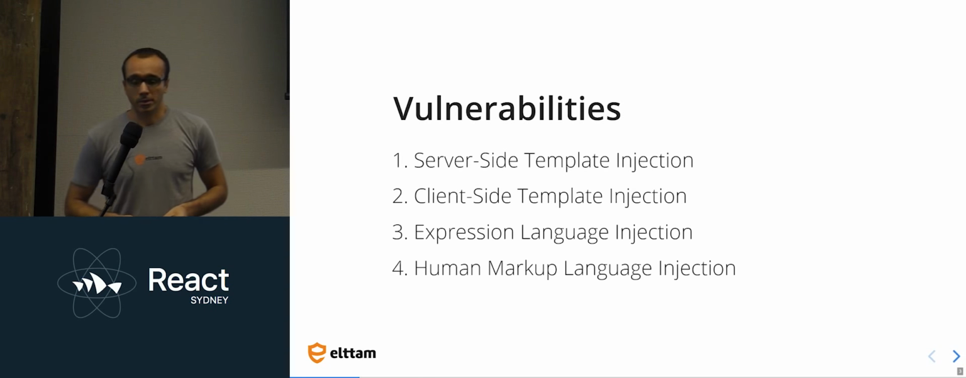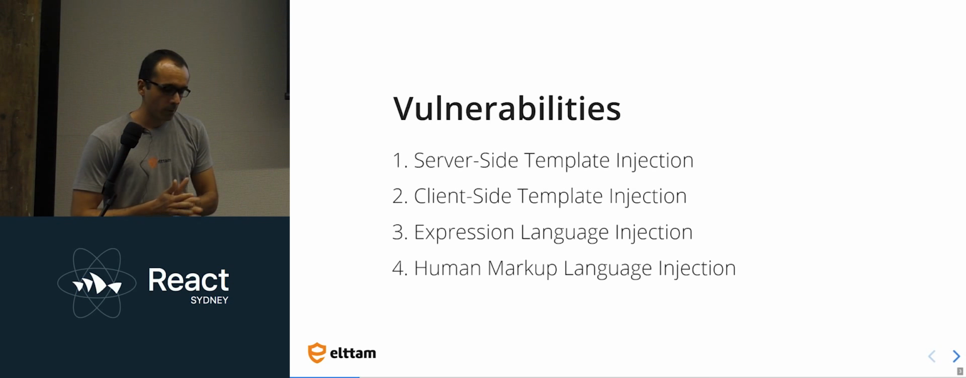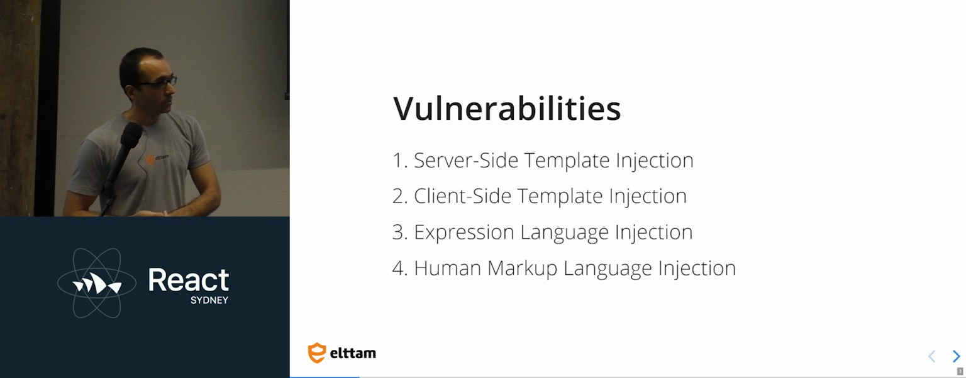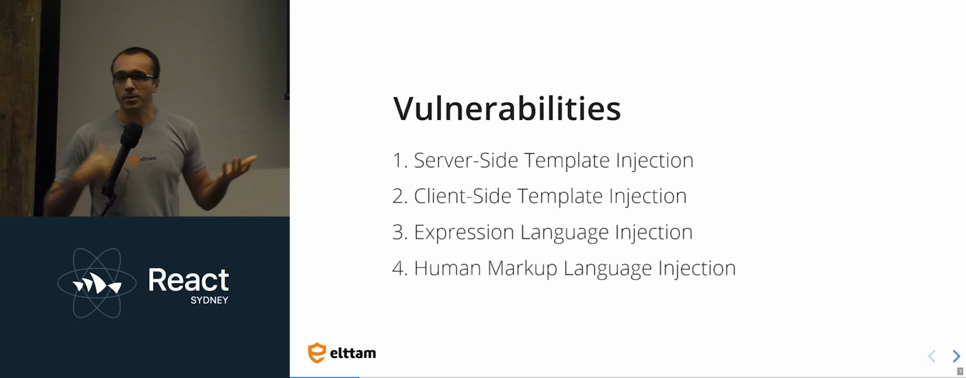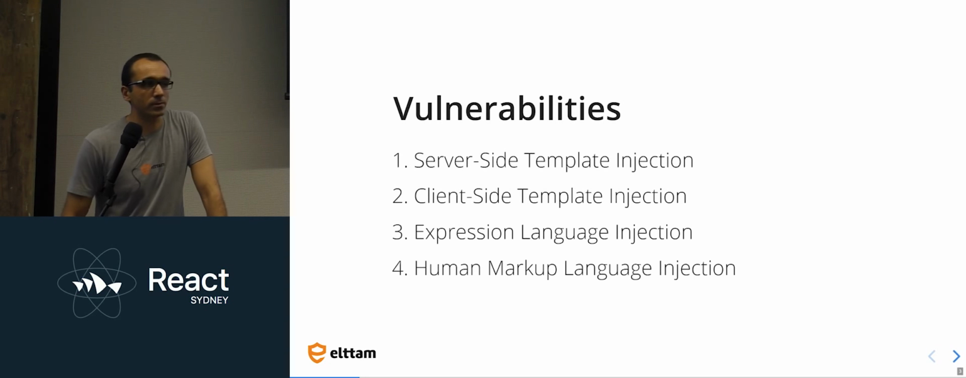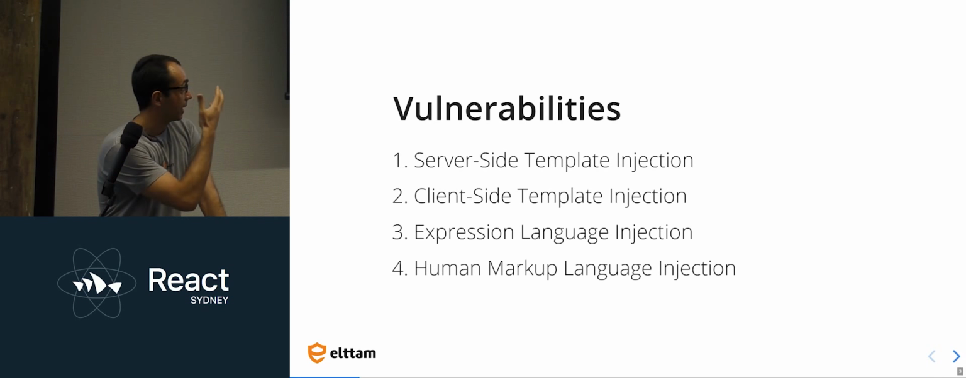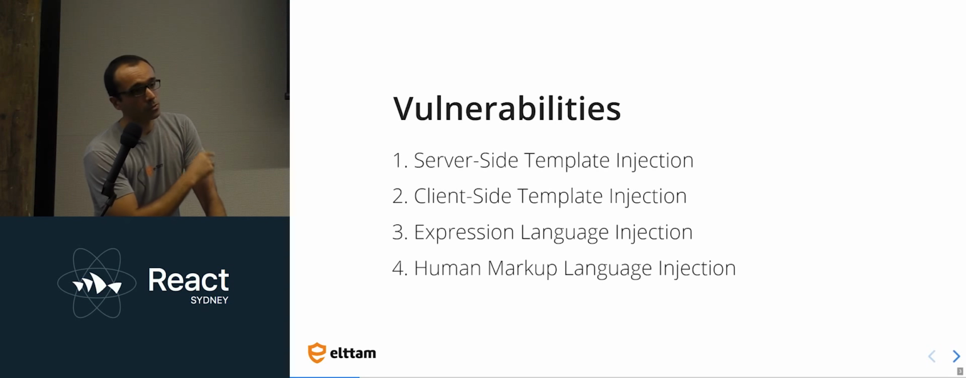What type of vulnerabilities are we talking about here? Server-side template injection. If you are a PHP developer using something like Symfony, or a Python developer using something like Jinja, these are the things that can happen on a site. Today, my focus is going to be on client-side template injection.